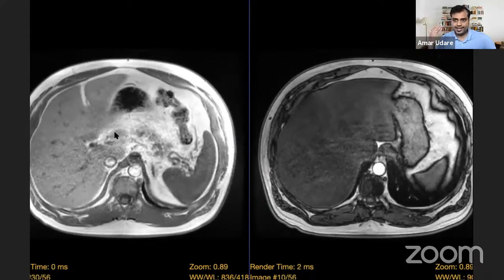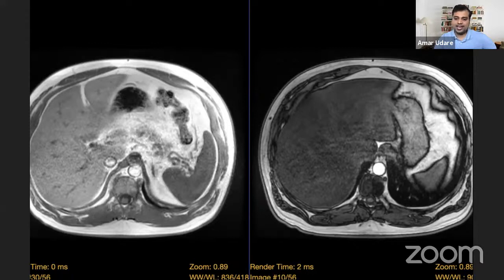Okay, so these are in and out phase images. Which one of these is an in-phase image? Which one is an out-phase image? Let me know in the chat. Let's keep it simple. Is the image on the left the out-phase image, or is the image on the right the out-phase image? So type L or R respectively. Which of these is an out-phase image? Both of these are T1 weighted sequences.